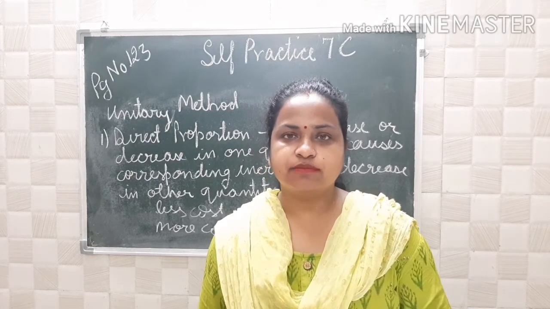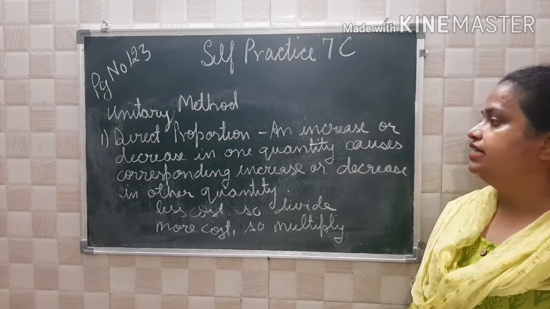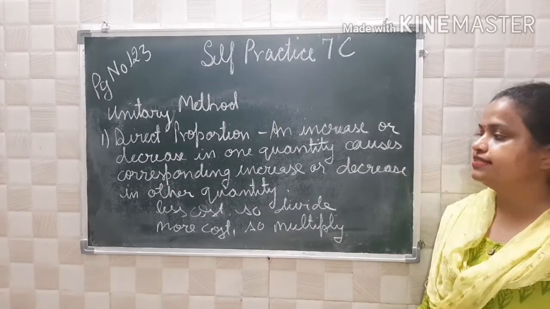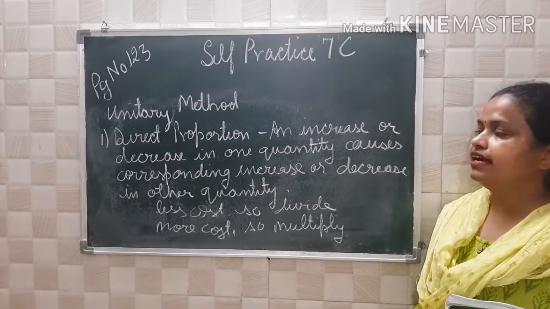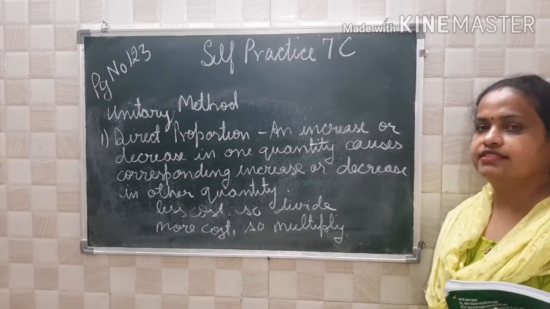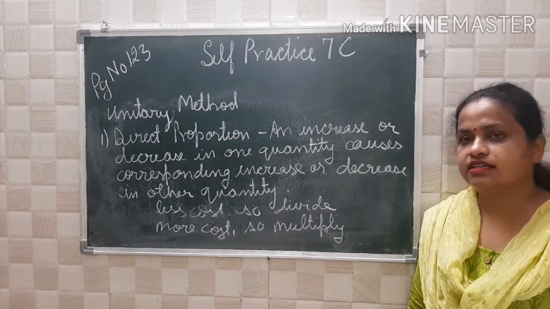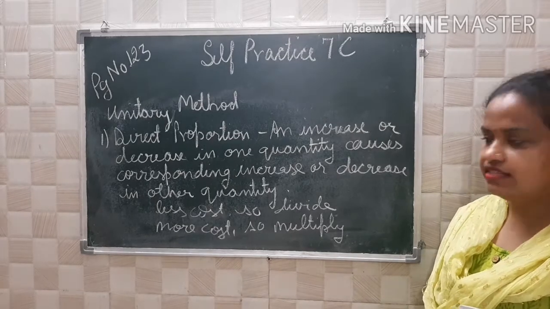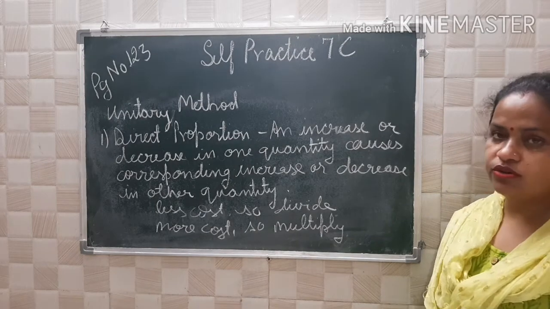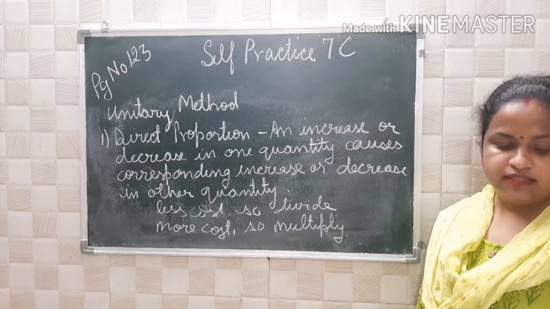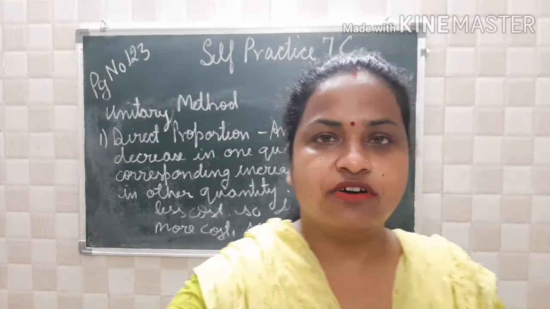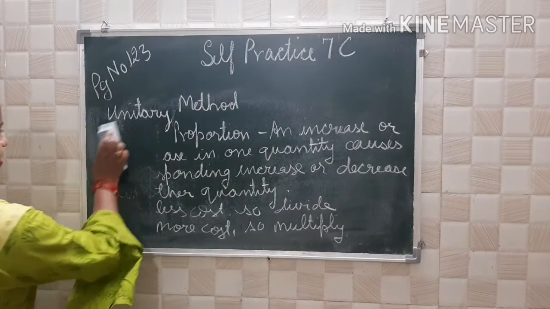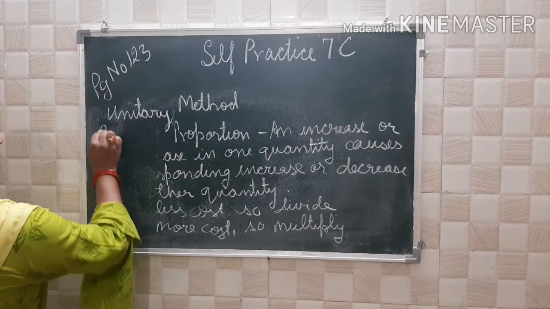So what is direct proportion? If an increase or decrease in one quantity causes a corresponding increase or decrease in the other quantity, that is direct proportion. Means if less cost, you have to divide. If more cost, you have to multiply. The second one is inverse variation or inverse proportion.